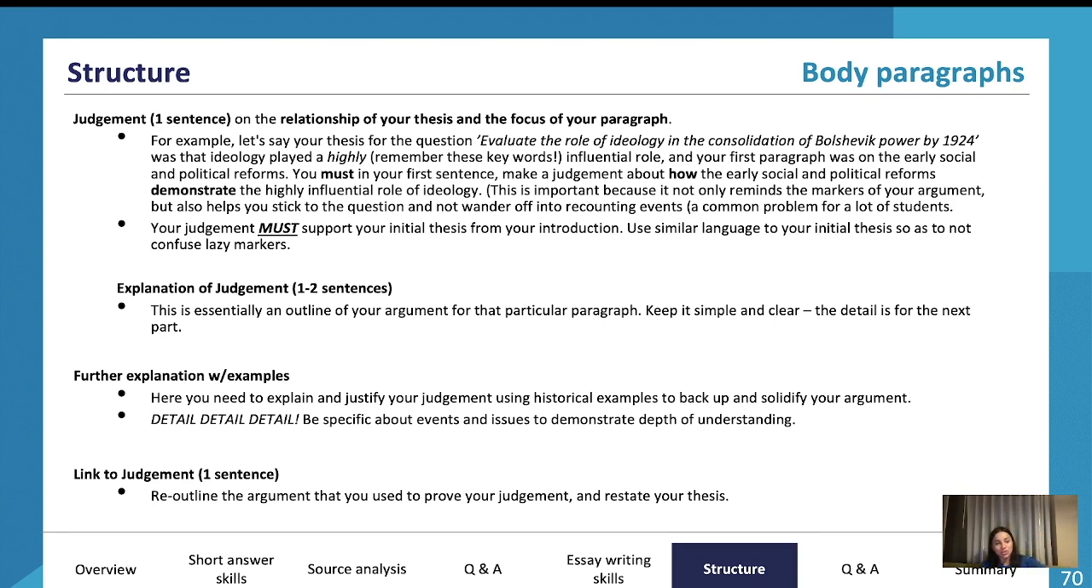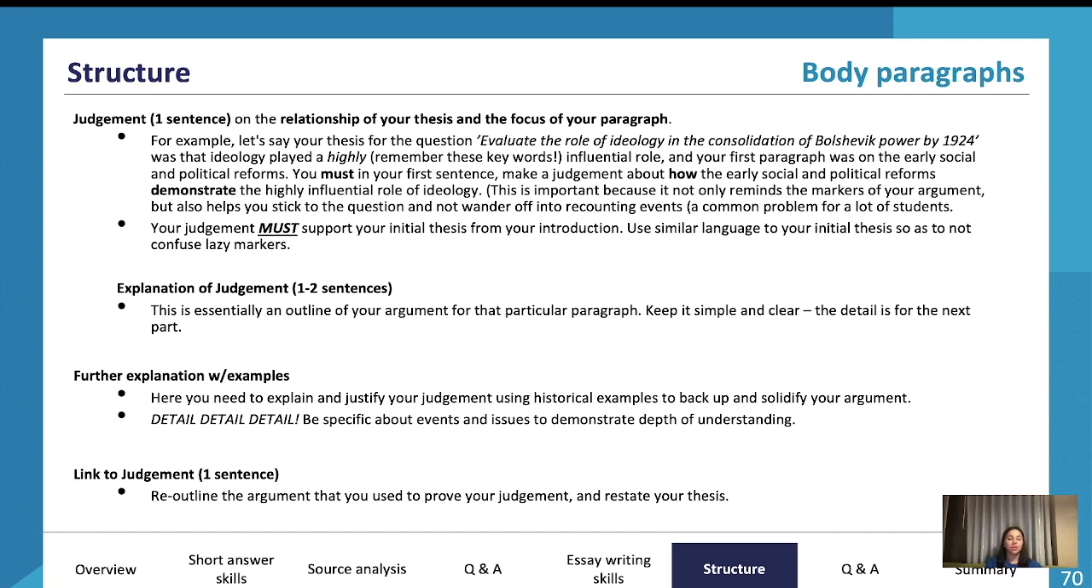This is literally TEAL, guys, except we can call it GEAL, because it's judgment, explanation, your examples and your evidence, and then your link back to the judgment. So let's just call it GEAL for the sake of this lecture. I've never thought of it that way, but it actually works out really well.